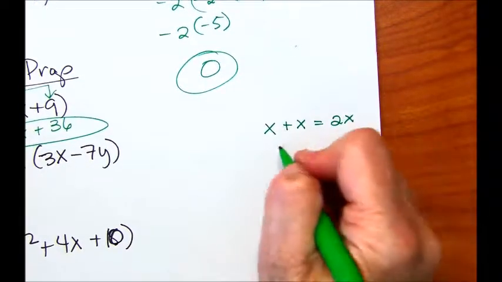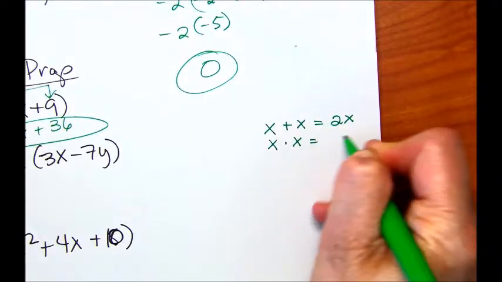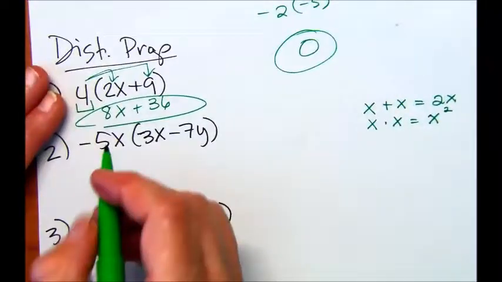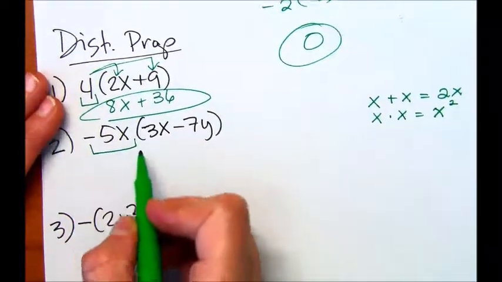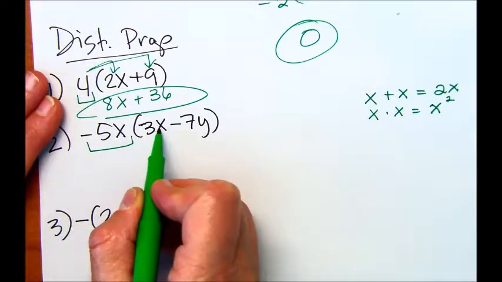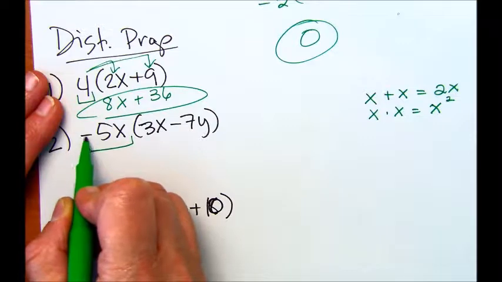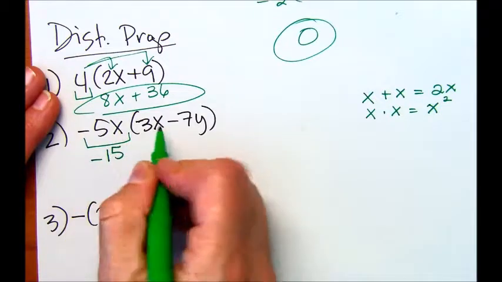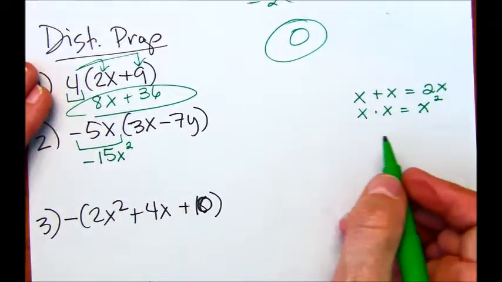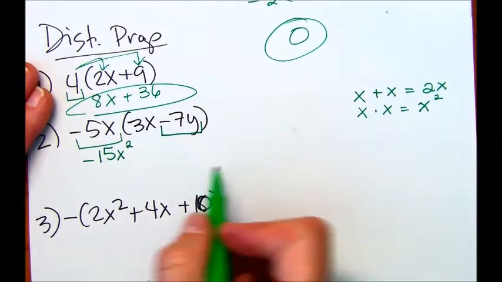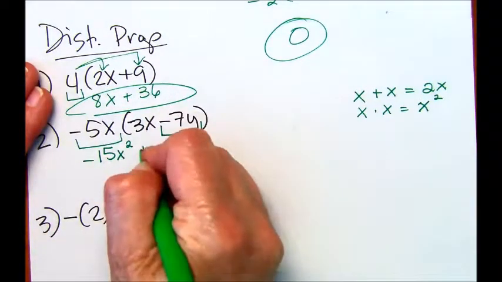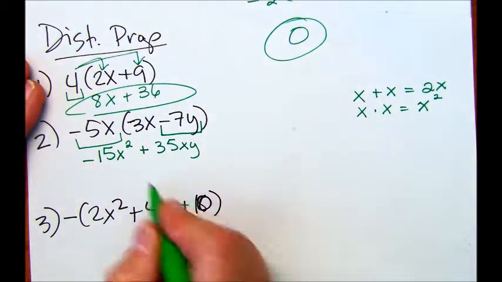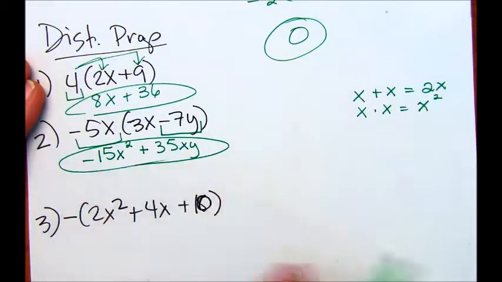Okay, but when we're multiplying x times x, that becomes x squared. So in this case, notice we're multiplying. So we've got x times x. So we're going to get x squared, and then we've got our coefficients. So negative 5 times 3, that will give you a negative 15, and then x times x is x squared. Now we've got the negative 7y, and so negative times a negative is a positive 35xy. And then that's your answer. We can't combine these anymore.